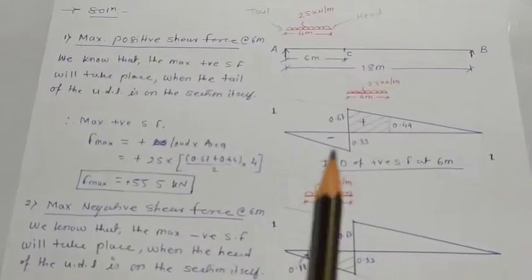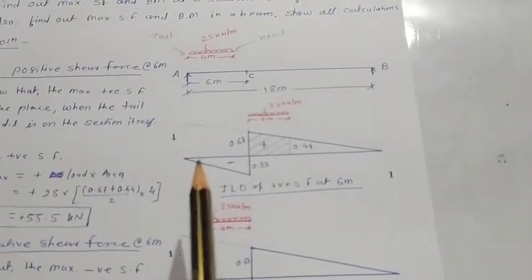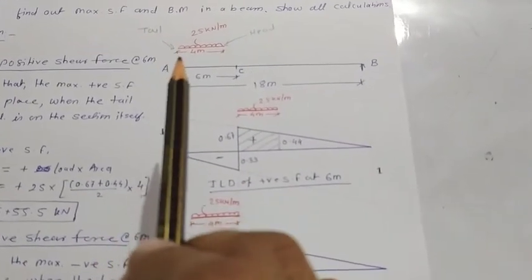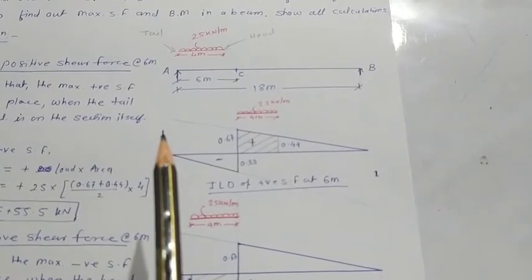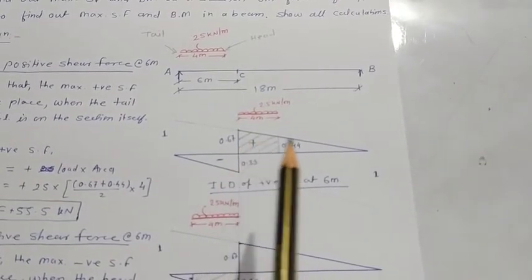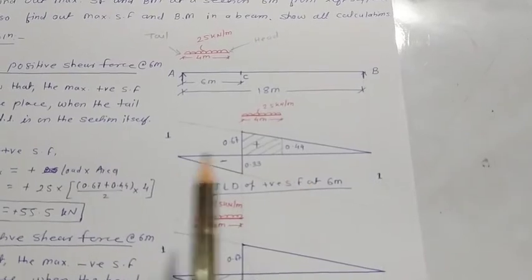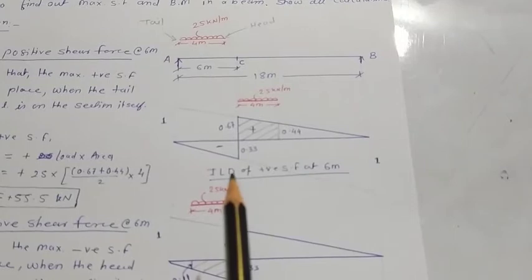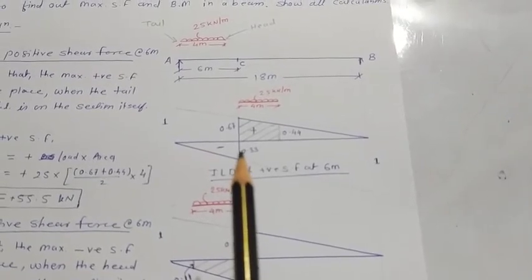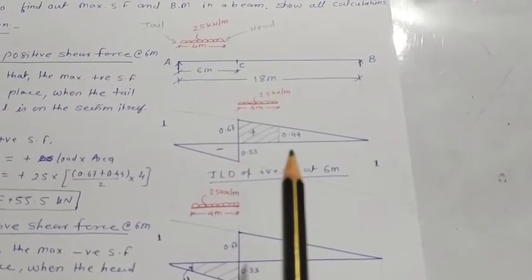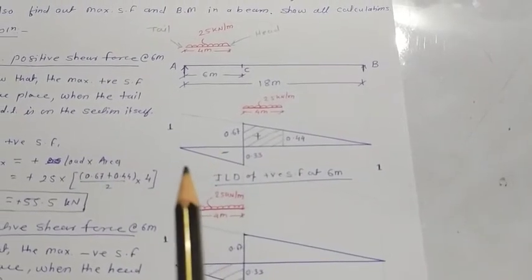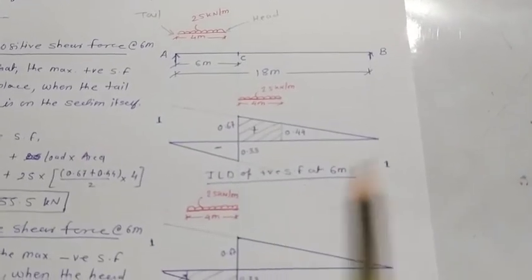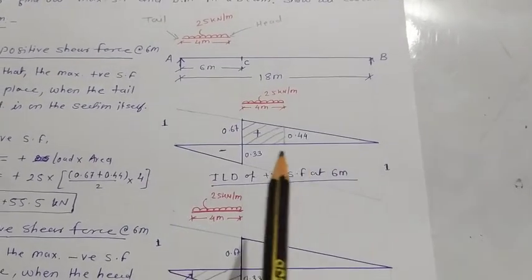Okay. So, first we have to draw the shear force diagram for the unit. Okay. Suppose I placed unit load at this point. So, this ordinate become 1. So, I can calculate all the ordinates with respect to the 1 by symmetry of triangles. Okay. So, I have to find out the maximum value. So, I will get two values, one is maximum positive shear force and maximum negative shear force. Okay. So, this is the ILD of positive shear force at section 6 meter.